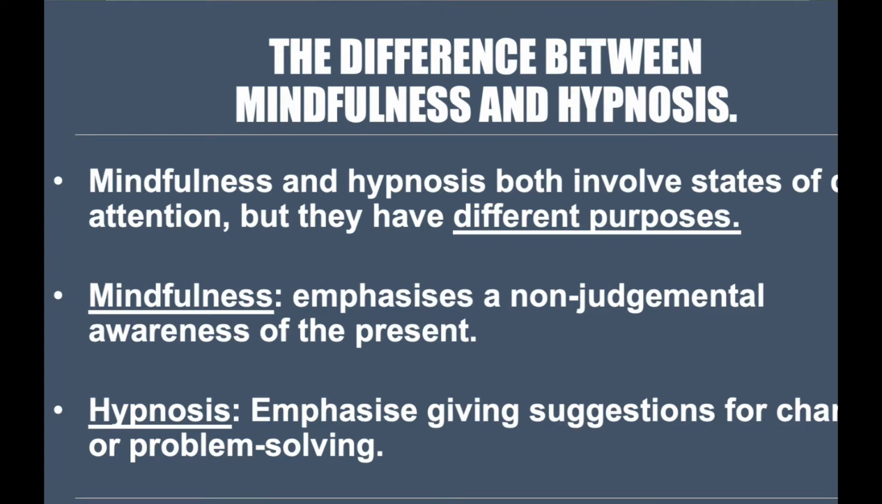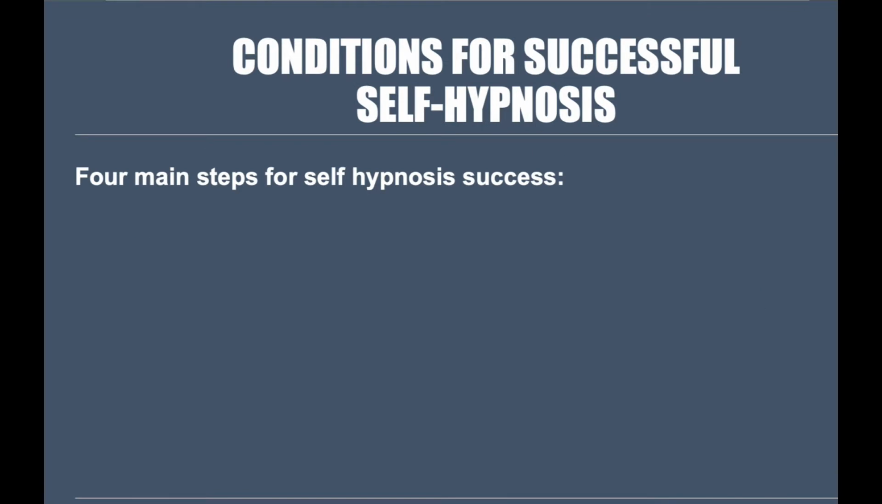So the 4 main steps for self-hypnosis to be successful: finding a time and a place. Initially, when you're first learning self-hypnosis, it's good for it to be a quiet time and a place. But as you get more comfortable with doing it, you can do it anywhere, even within a noisy place. So it's not like a caricature of meditation where you have to be in a dark room with candles burning and incense. You could be at a bus stop with lots of people around you and focusing on an inward thought.